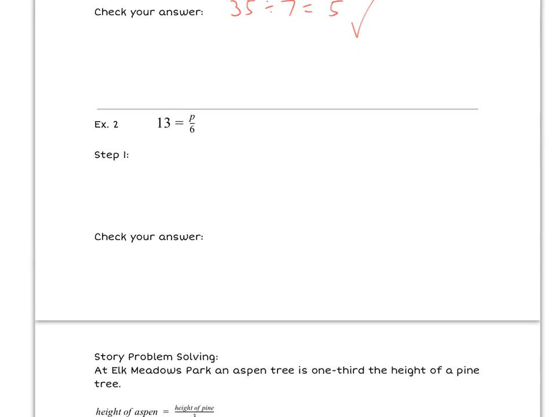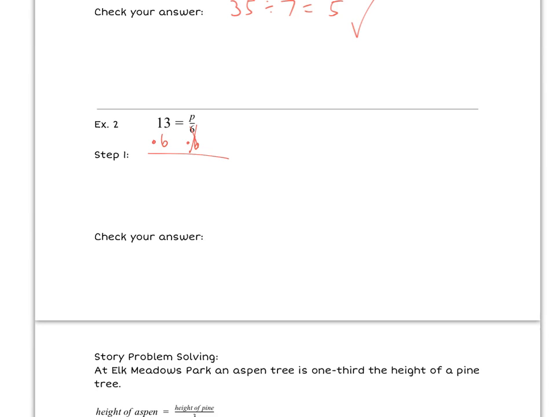Okay, again, it does not matter if the P is on the right or left side. We're still going to move whatever is with the variable. We're still going to undo that. So P divided by 6, the opposite of that, sorry, not the same as. The opposite of division is multiplication. So times 6.